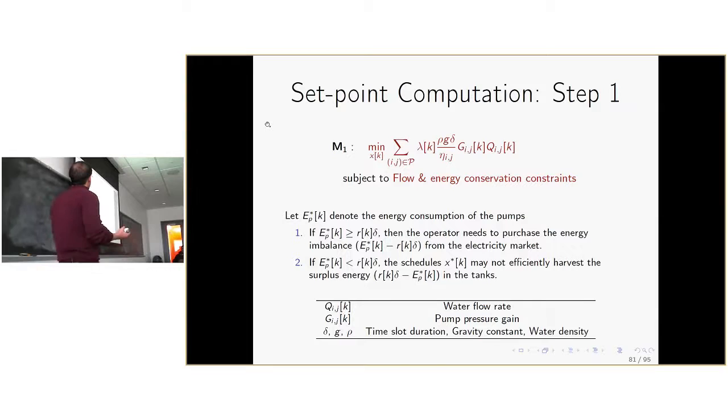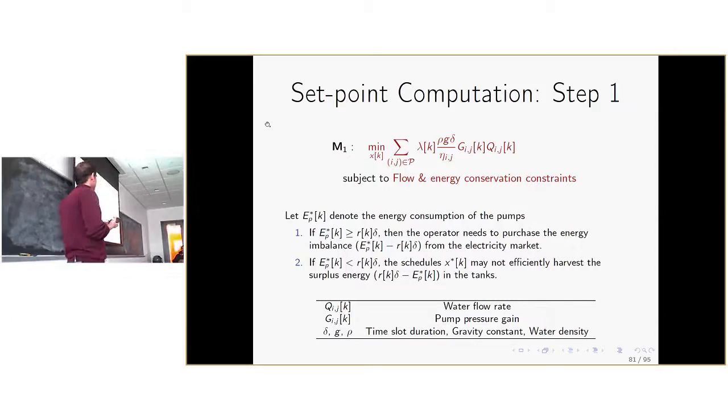If that's the case, we can use the set points computed by solving this optimization problem for scheduling the pumps and valves, different components. And we just purchase the difference from the electricity market. Now, the second scenario is that the computed set points, so basically this energy, is less than the energy that is provided to the water network operator. Basically, we have more energy. We can harvest the difference in the tanks.